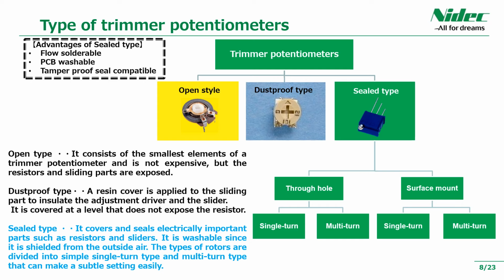Finally, the sealed type is divided into a single-turn and multi-turn type. The single-turn type works to adjust the rotor with the slider fixed, in one rotation from one end of the resistor to the other, and the multi-turn type can rotate the lead screw multiple times. The sealed type has excellent environmental resistance because the electrically important parts such as resistors and sliders are shielded from the outside air, so that it is washable in accordance with the specified cleaning method. This is the sealed trimmer we specialize in.